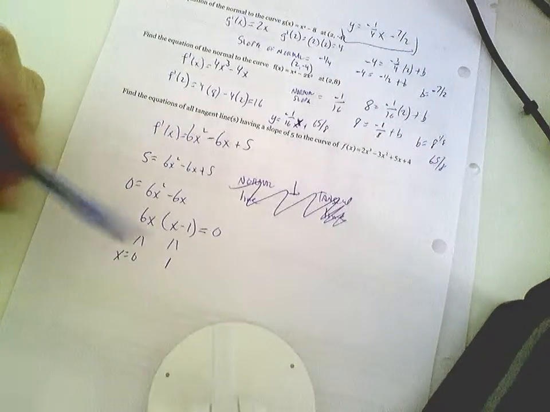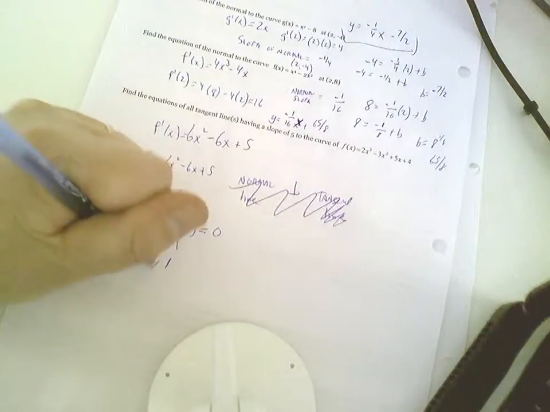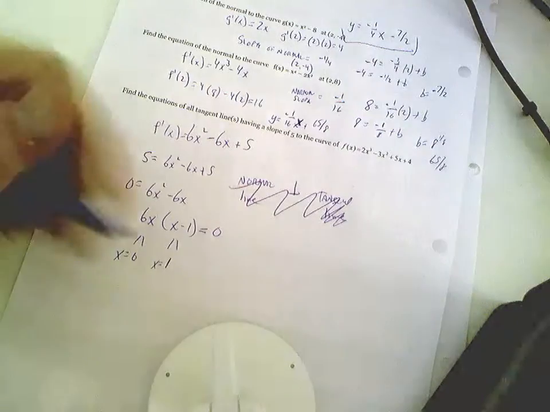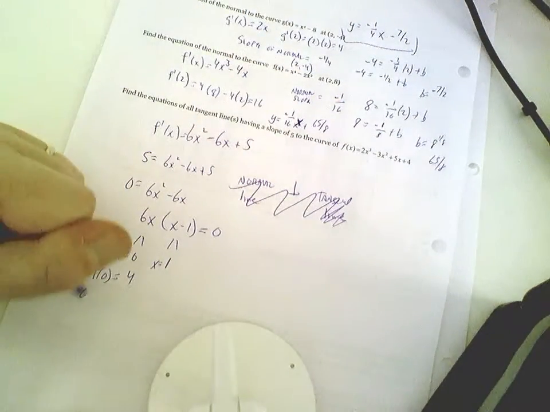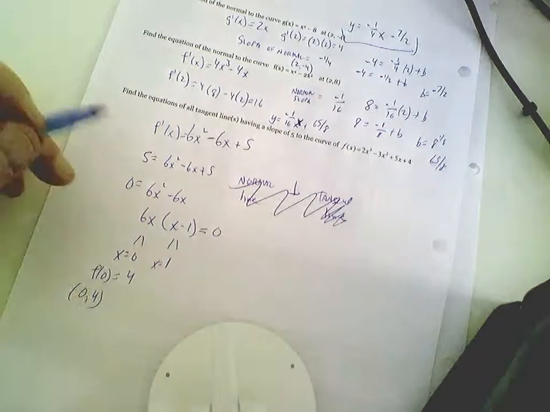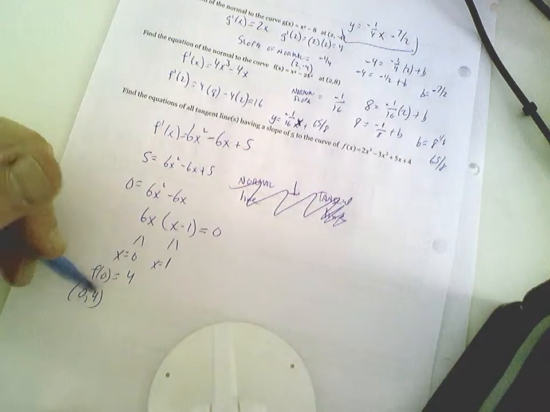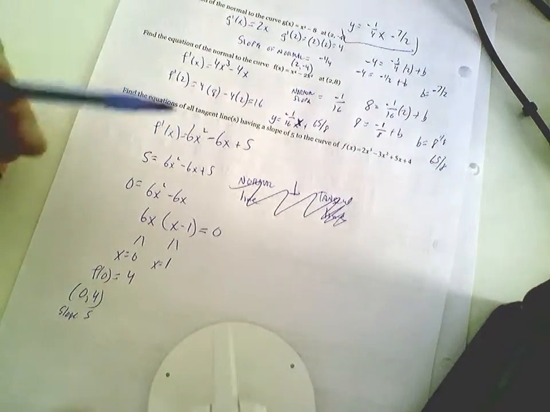Now, I know my x values where that slope is going to be good. I need to figure out the exact point for each of these x coordinates. When x is equal to 0, f of 0 is equal to 4. (0, 4) exists, and at that point, the slope of the tangent line is equal to 5. So that's one that I'm going to work through.